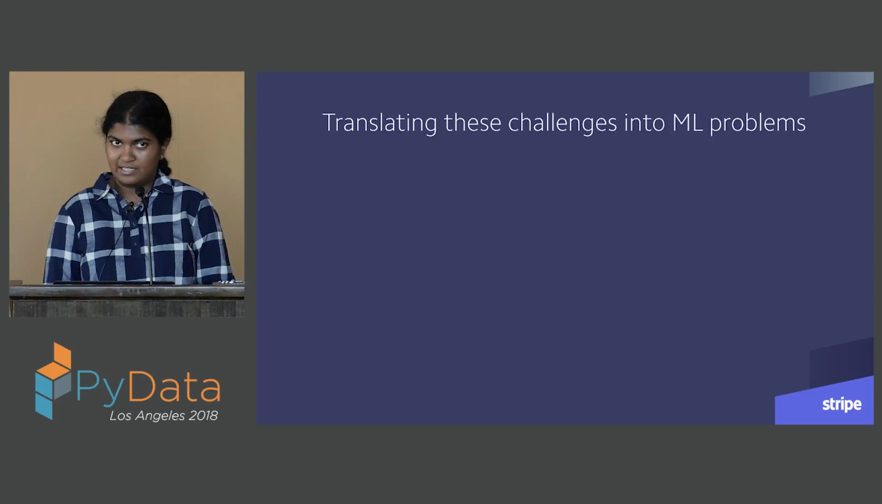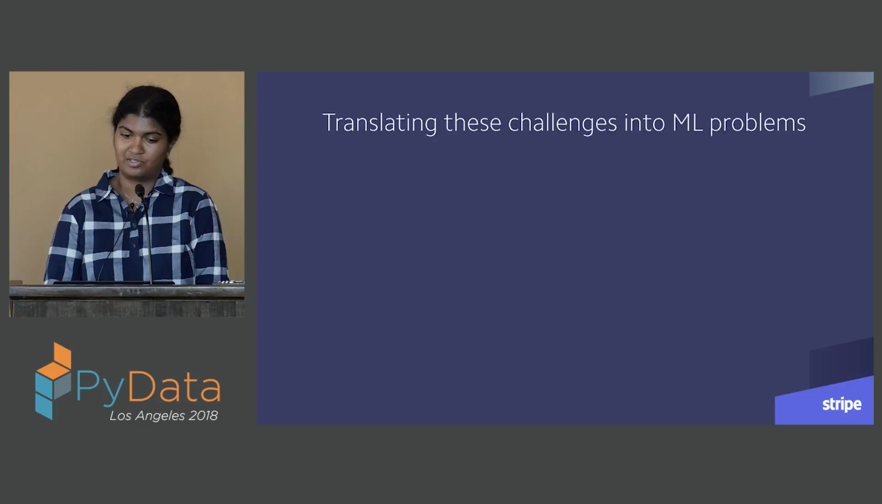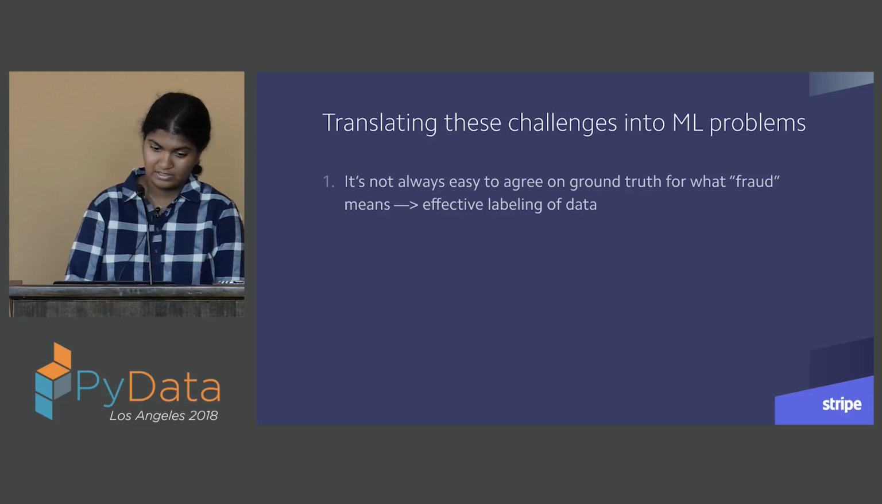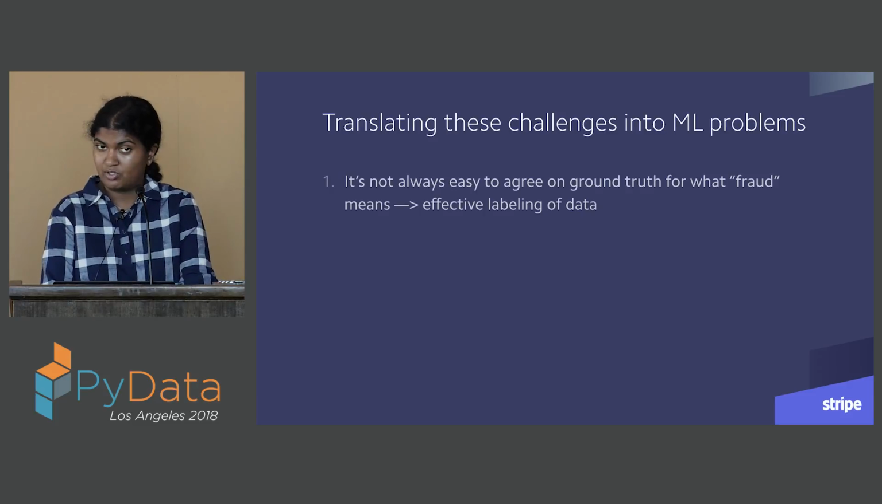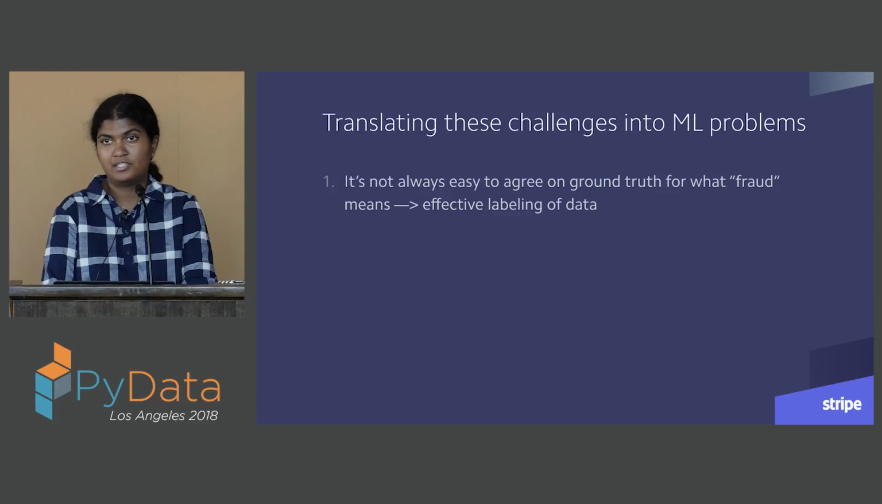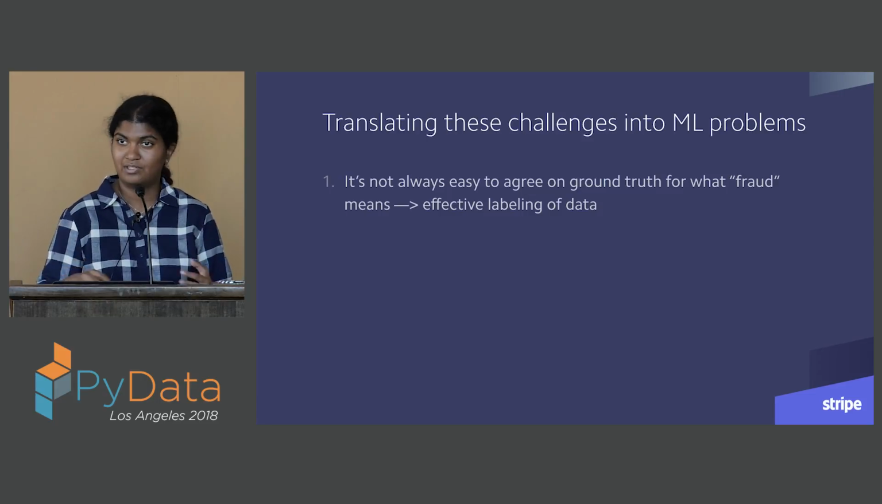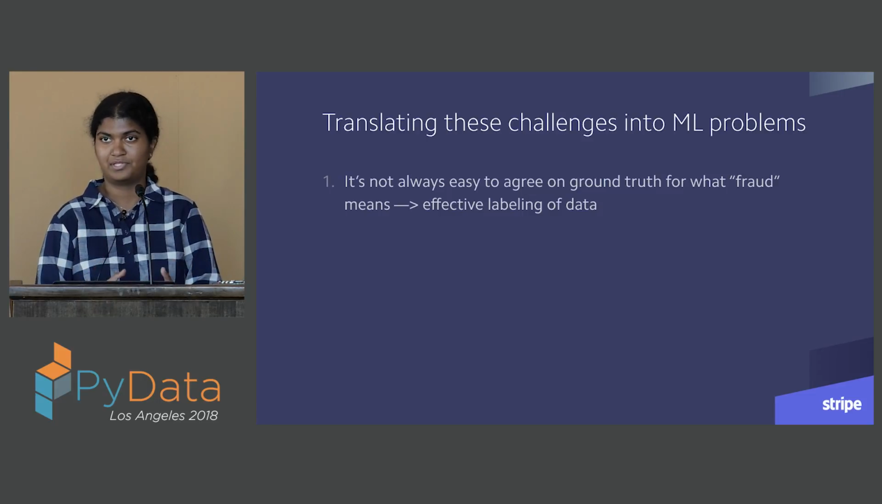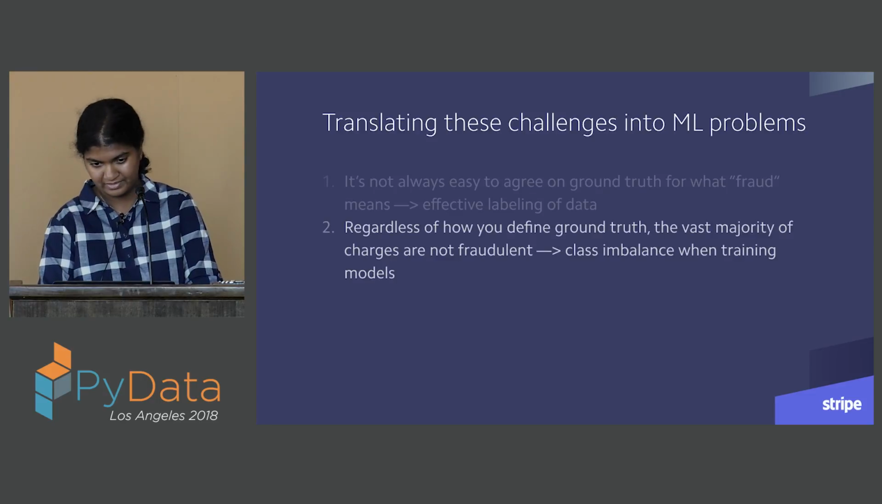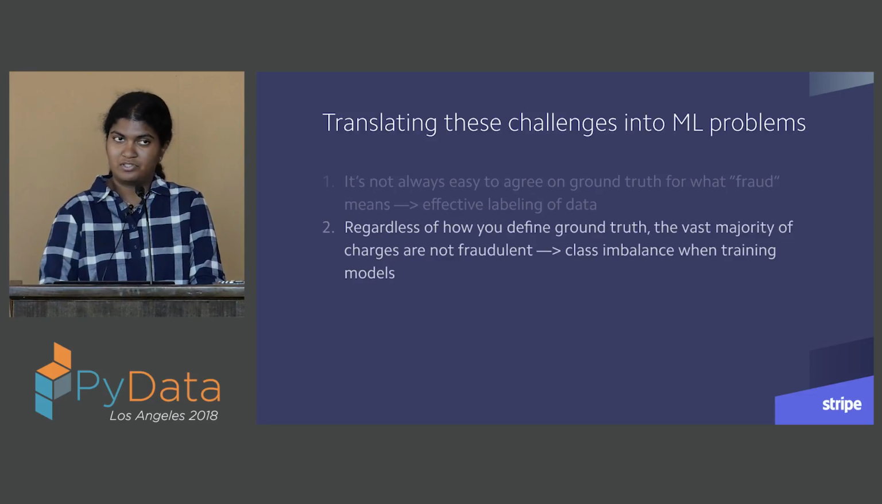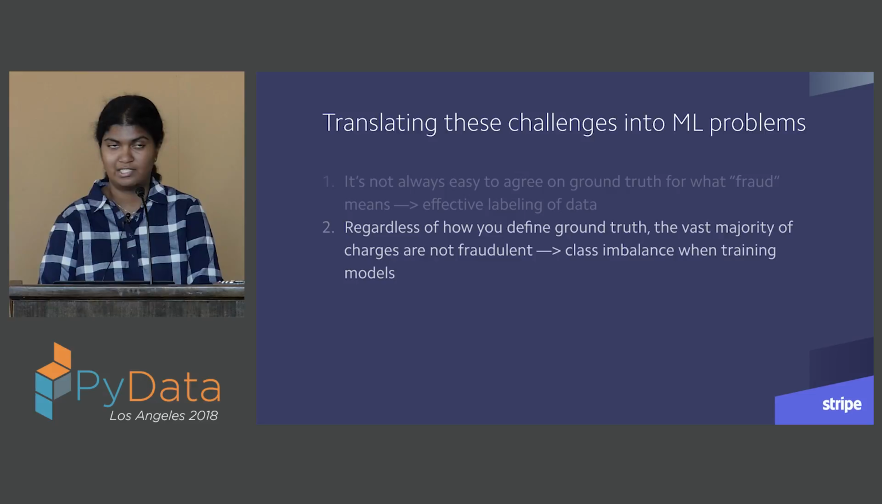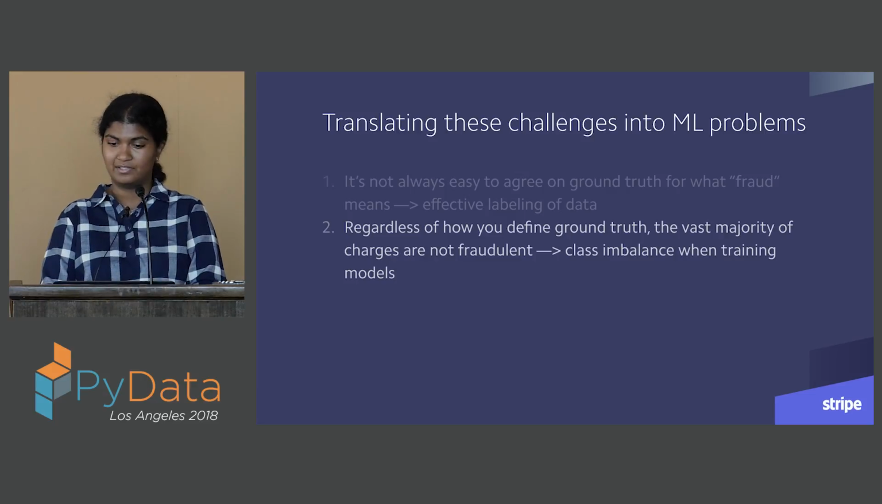So how have these challenges translated into problems for our machine learning? It's not always easy to agree on ground truth for what fraud means. You need to have labels for your data if you're training a model to detect fraud. And you need to agree on some kind of definition for fraud before you can have labels that are meaningful. Most charges are not fraudulent, which means that there is massive class imbalance in your training data.